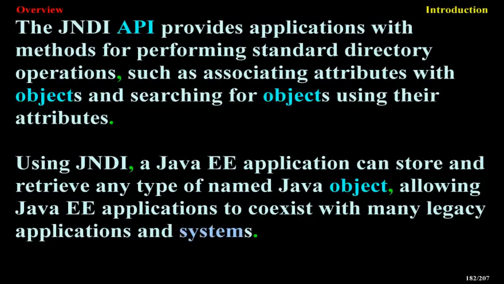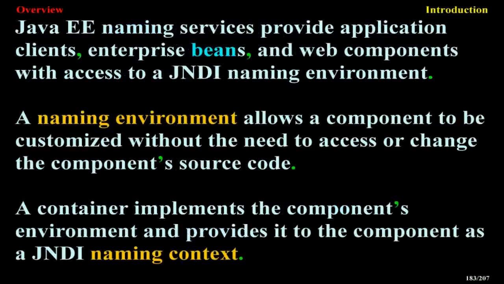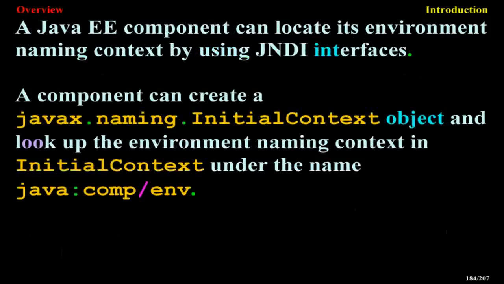Using JNDI, a Java EE application can store and retrieve any type of named Java object, allowing Java EE applications to coexist with many legacy applications and systems. Java EE naming services provide application clients, enterprise beans, and web components with access to a JNDI naming environment. A naming environment allows a component to be customized without the need to access or change the component source code. A container implements the component's environment and provides it to the component as a JNDI naming context. A Java EE component can locate its environment naming context by using JNDI interfaces.